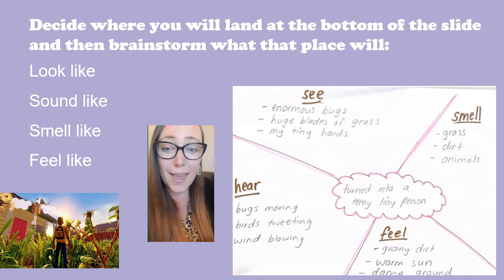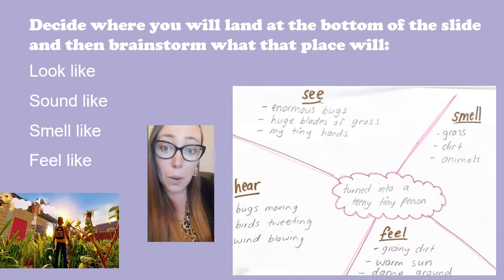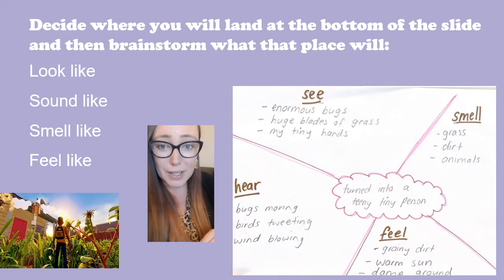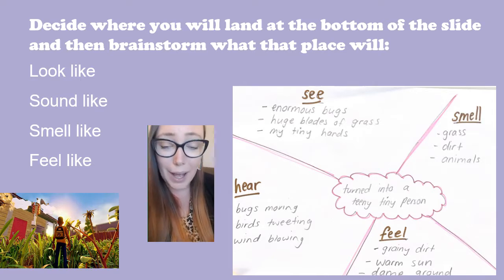Once you have done that, then you need to brainstorm your ideas. It helps you to organise your thoughts and get them out easier. So I have got a planning page here. I have thought about my setting and I have decided that for me, in my writing, I'm going to write about being shrunk down into a teeny tiny person. So I've written that in the middle of my planning sheet. And then I have thought about what I can see, smell, feel, and hear in that place. And these are just my ideas. This is my planning, my brainstorming. This is not the full sentences part. This is just organising my thoughts.